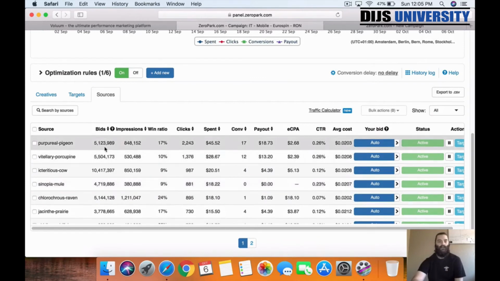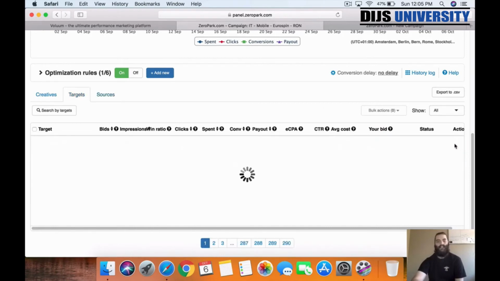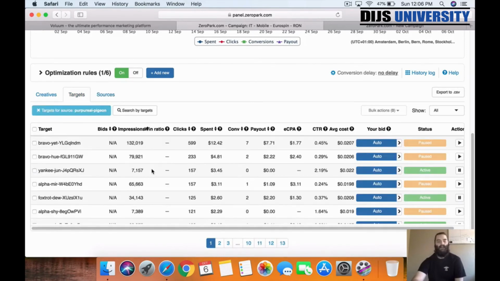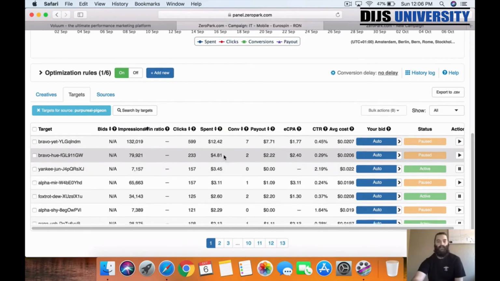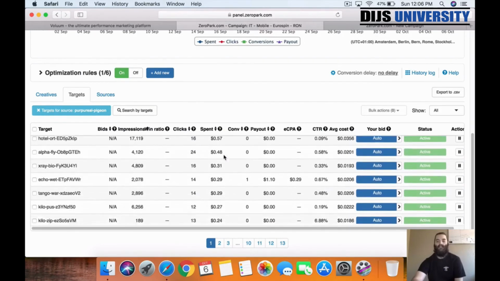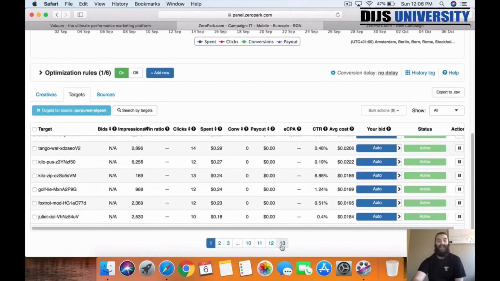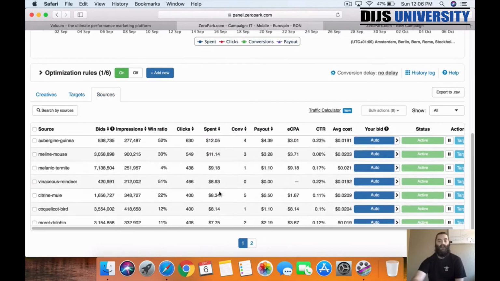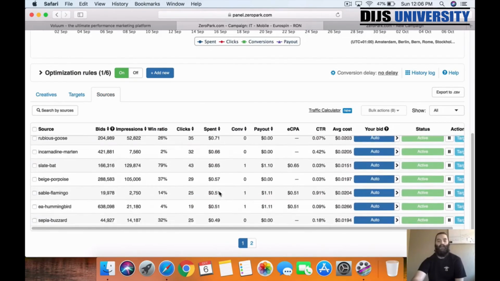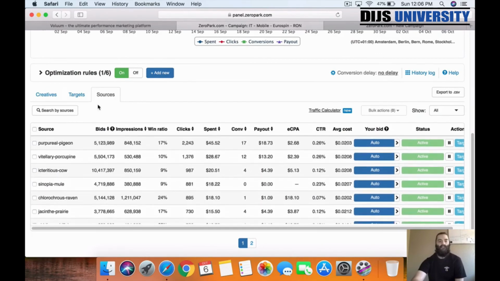So, for example, this one, I don't know how they come up with these names, but is that purple? No, it's not purple, but Purple Pigeon. You can see all the targets for this specific source. You can see within here all the ones that got paused, all the ones that are still active, and there's 13 pages just for this one source. So think about all the sources that are on here. You'd have to go through one by one and block out all of those.